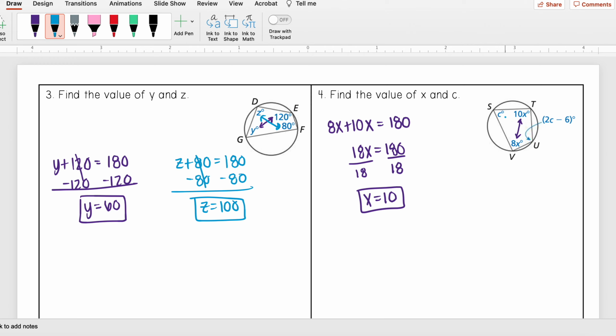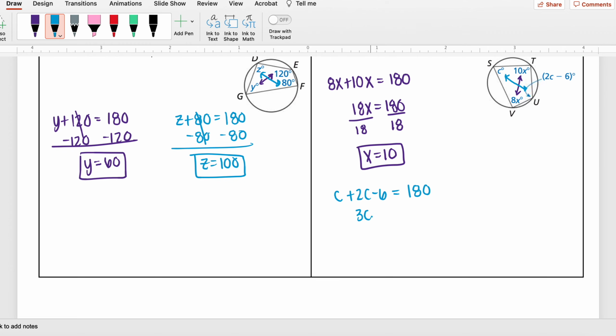Okay, and then to find c, I see that angle S and angle U are opposite angles, so that means that these two angles are supplementary. So that means that c plus 2c minus 6 is equal to 180. C plus 2c, I get 3c. Add 6 to both sides. And I get that 3c is equal to 186. And then divide both sides by 3, and I get that c is equal to 62 degrees.